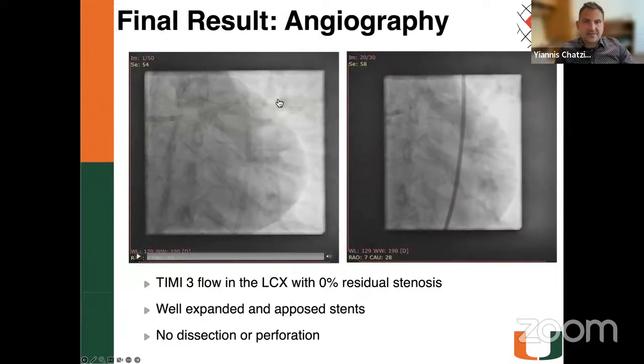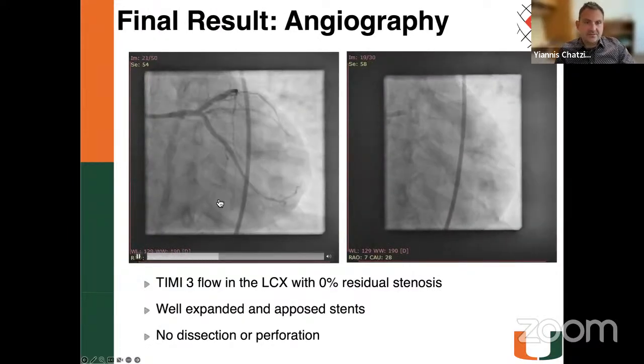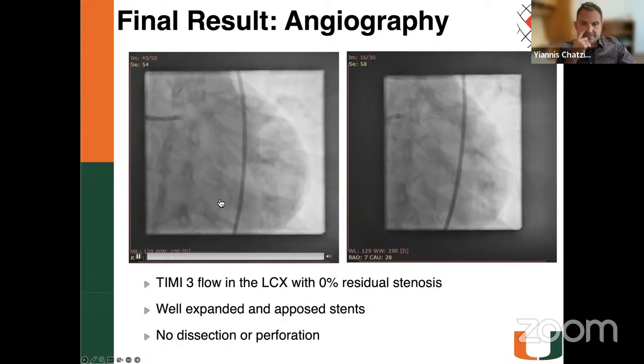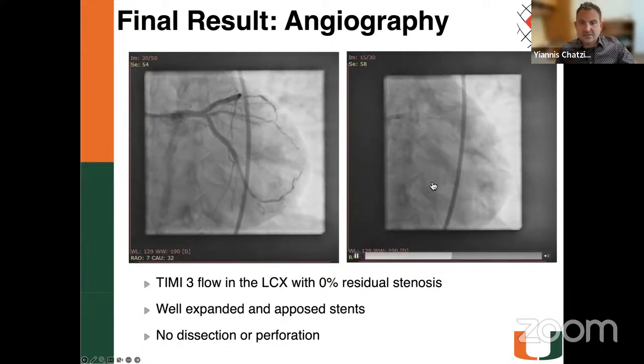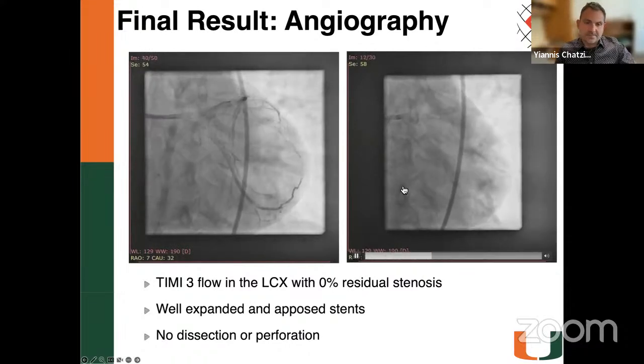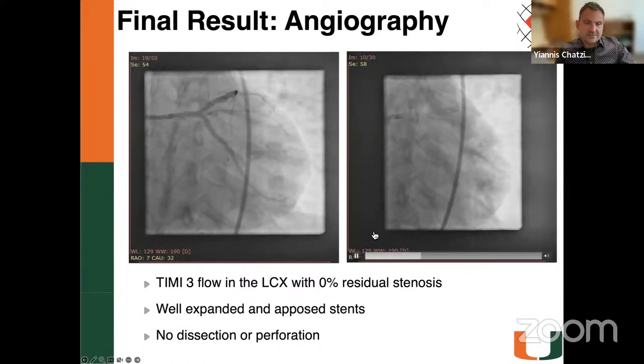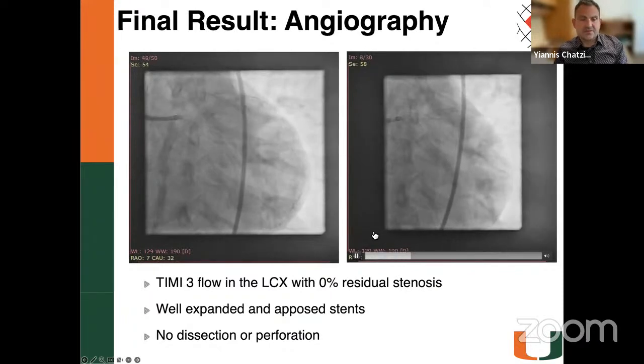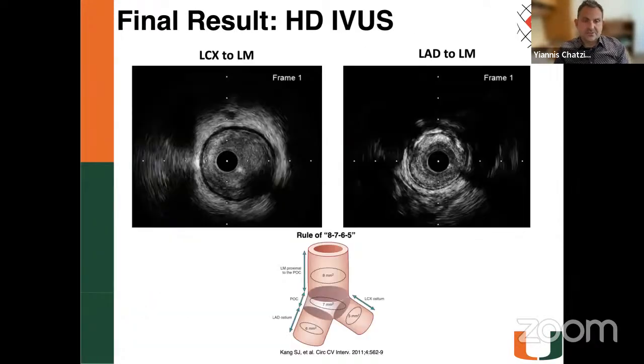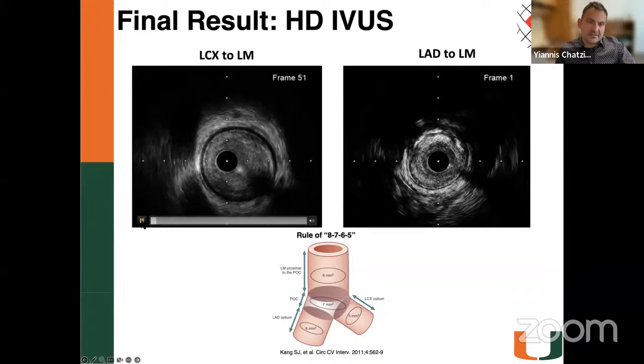And then that's the final result angiographically here. Pretty decent. And this picture here without contrast. Good TIMI 3 flow, well expanded and apposed stent angiographically, no dissection or perforation, and the results were also confirmed by IVUS. That's the circumflex pulled back to the left main.